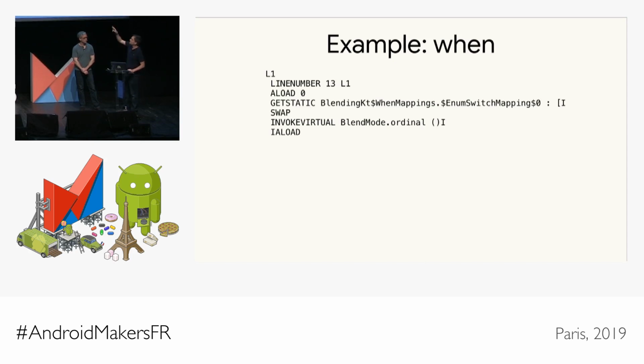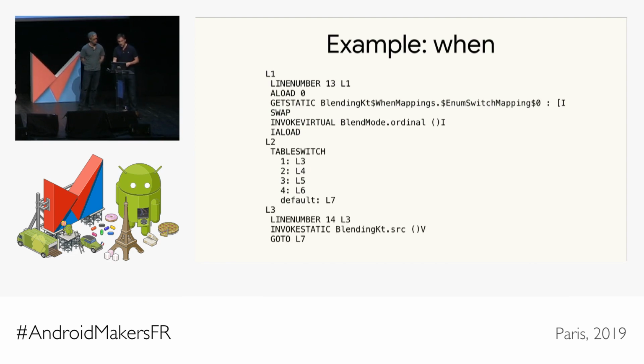So blending KT is my class, it's my file, and then there's this inner class called when_mappings that contains another inner class called enum_switch_mapping $0. And if you look at the signature at the end, it's an array of integers. So the first thing our code does is it fetches an array of integers from somewhere, and then it calls the ordinal method on your enum. And ordinal gives you the index of the value inside the enum that you've declared. And then it uses that ordinal value as an index inside that array that we just fetched. And finally, using the value that comes from the array, it does the actual switch in the bytecode.